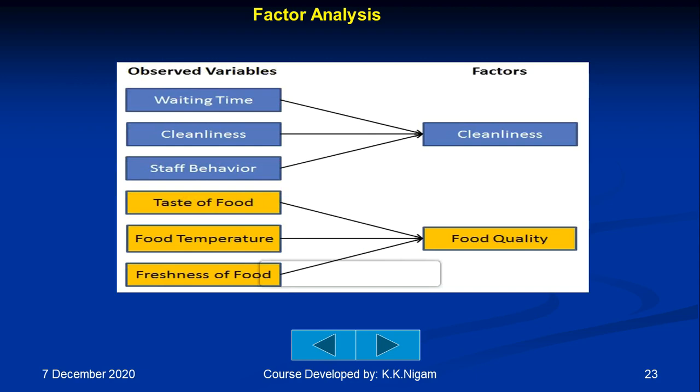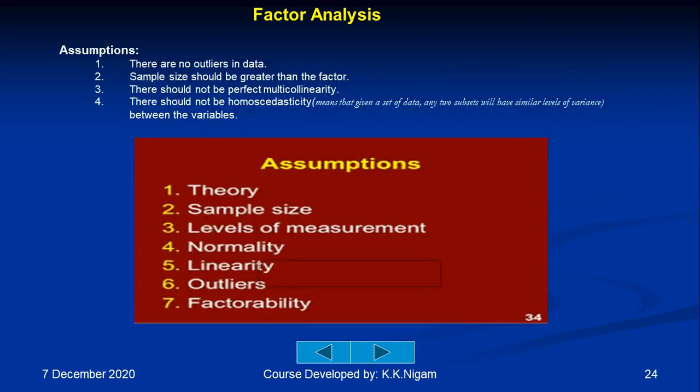Observed variables and factors. So you can see that there are so many variables, and you can minimize, condense, or remove them, and then make from out of 3 only 1, out of 3 again 1, and like that you can go on minimizing it. That means you are reducing the dimensions of that.